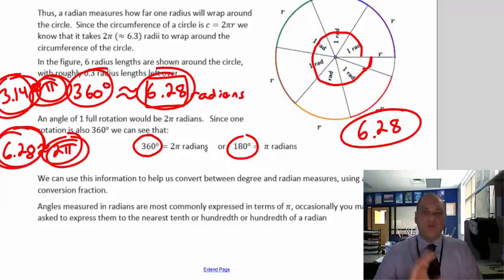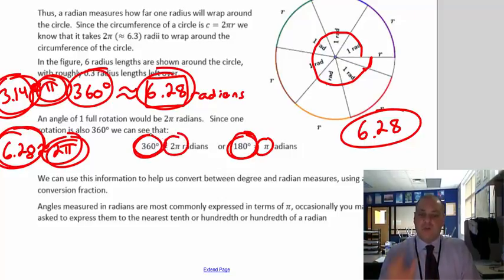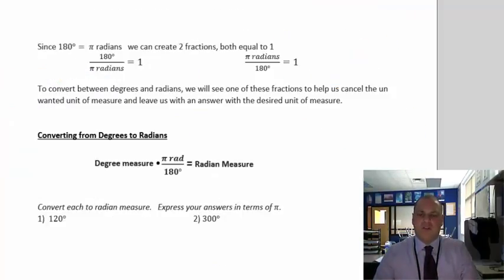Okay, so we're not going to use 3.14 and 6.28. We're going to use pi because it's more accurate. These are rounded. When I said approximately 6.28, it's rounded. All right, so we're going to use pi for 180 degrees. That's the conversion. And we're going to use 2 pi for 360 degrees. That's going to be the conversion. All right, and you're going to get more used to this as we go along.